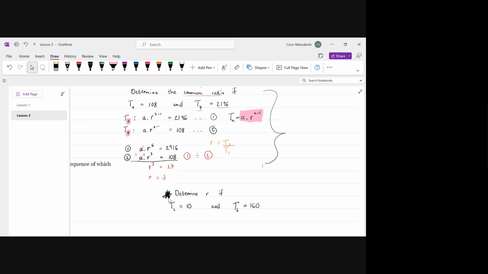Correct. If we want to find A and we want to find the general formula, we can just sub R into one of the equations.